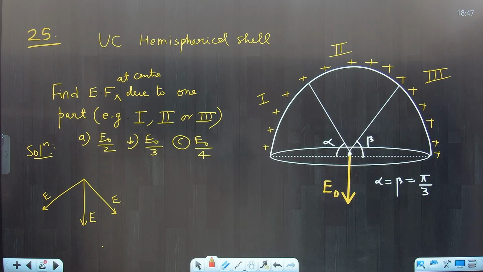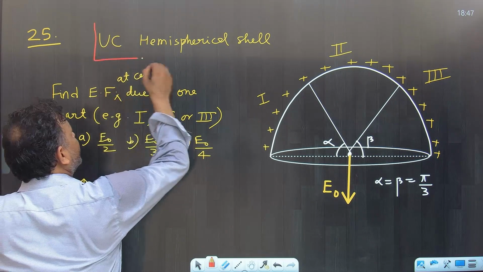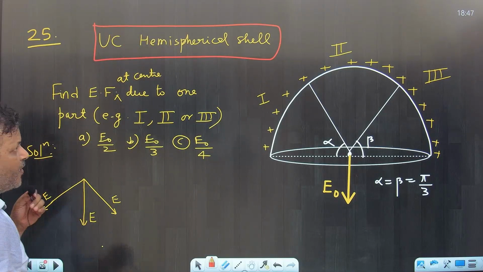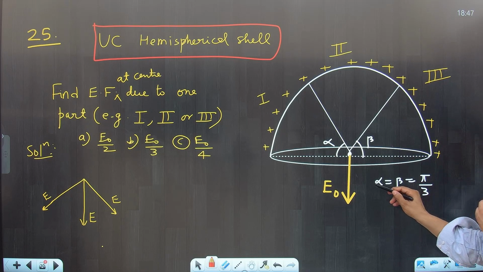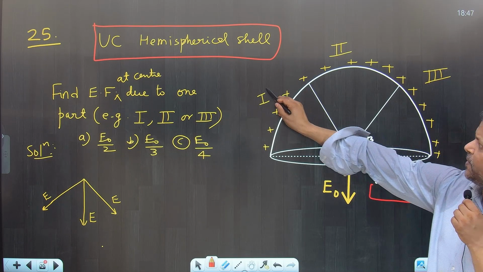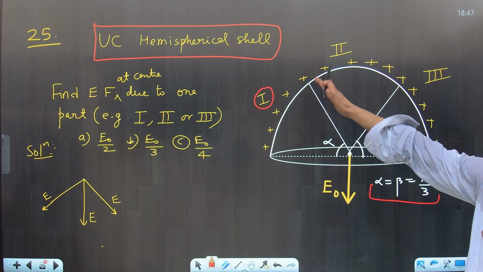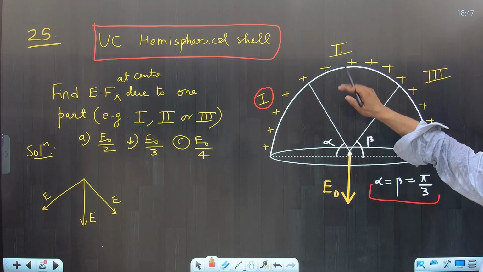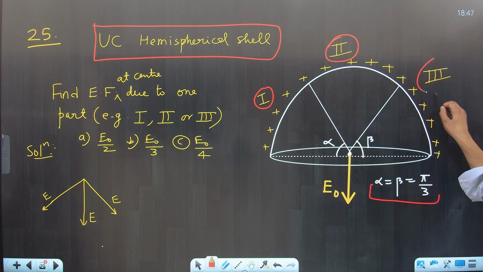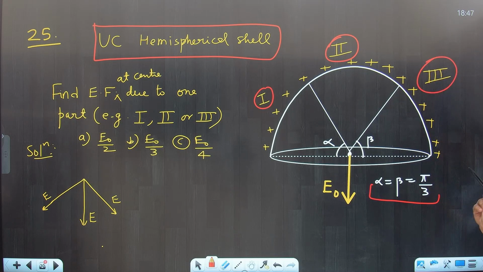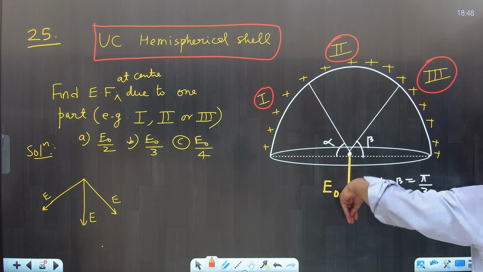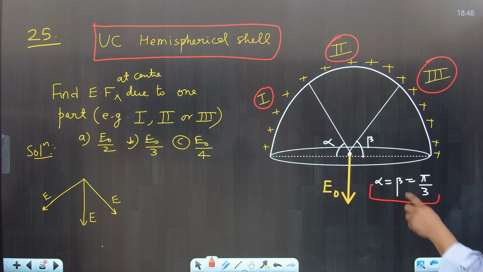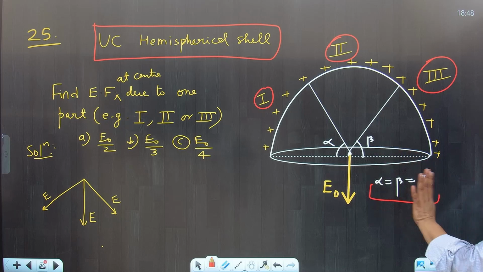So come, let's discuss a very nice question. There is a uniformly charged hemispherical shell. We have divided it into 3 equal parts. See, these angles are equal. The first part is here, there is one slice. There is another slice, I have named it 2. And there is the last slice, third. I have named it 3. So the whole hemisphere gives electric field E0 at the center. All these angles alpha, beta are equal and they are 60 degrees.